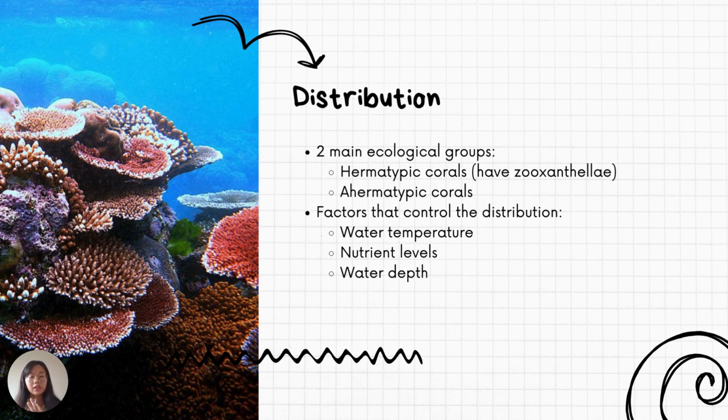Next, the factors that control the distribution are water temperature, nutrient levels, and water depth. The ideal temperature is around 25 to 29 degrees Celsius, which is warm and tropical water. The coral reef prefers areas that are low in nutrients, as high nutrient levels will cause algae to grow faster and overwhelm the corals quickly.